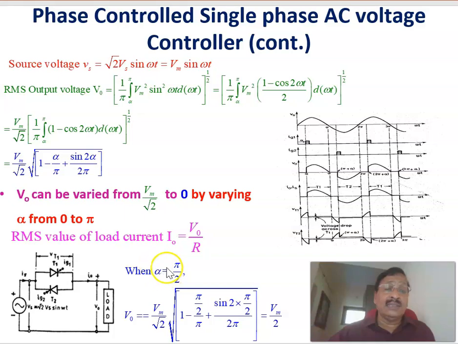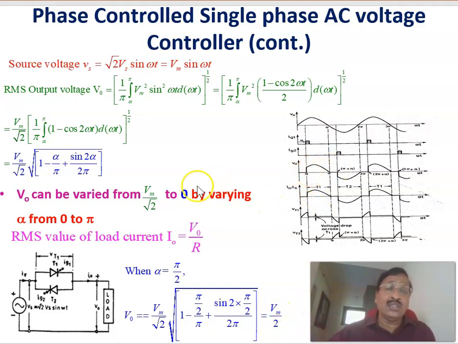As an example, say alpha is equal to pi by 2. If you substitute alpha equal to pi by 2 in this equation, we'll see that the corresponding RMS value is equal to Vm by 2. Therefore, if you make the firing angle equal to pi by 2 or 90 degrees, the RMS value of the output voltage is equal to Vm by 2.